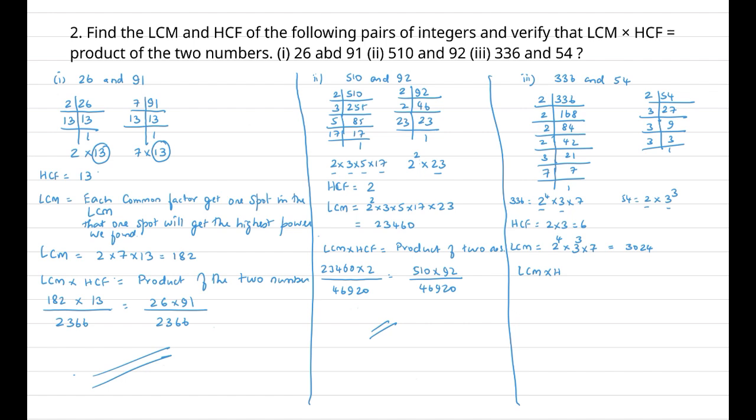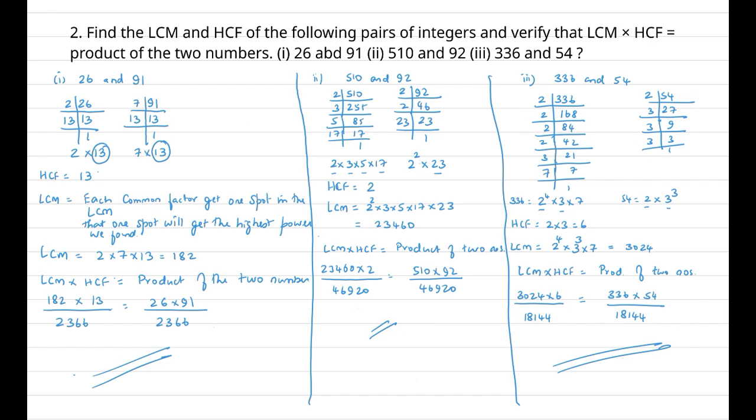Now verify the answer. LCM into HCF will be equal to the product of two numbers. LCM is 3024, HCF is 6. When you multiply these two, you get 18144. And the product of two numbers, 336 into 54, when you multiply these two, is 18144. The left hand side is equal to the right hand side. Hence proved.